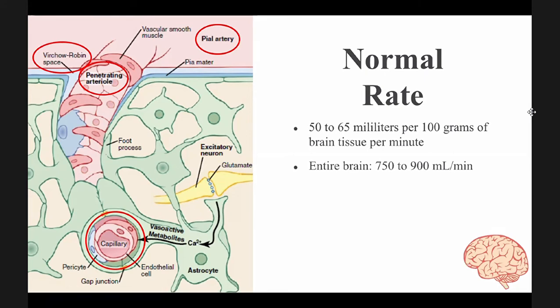Alam niyo na yun, when we were discussing cardiovascular physiology, you know that the brain tissue receives a great amount of the cardiac output, and that's because the brain tissue does not produce its own glucose, and that's why it needs constant blood supply for glucose.